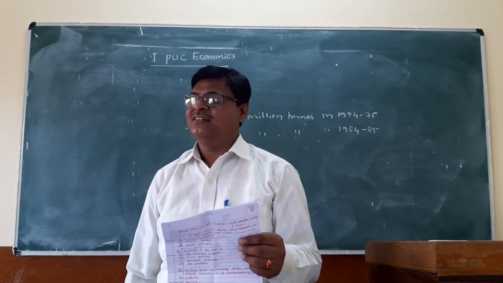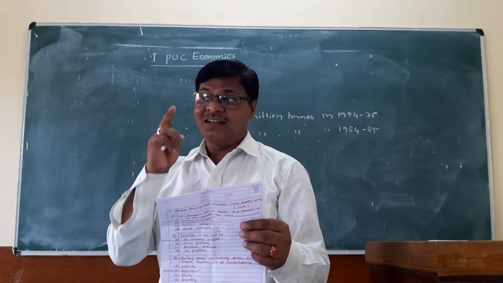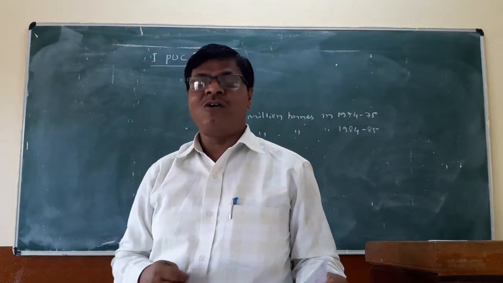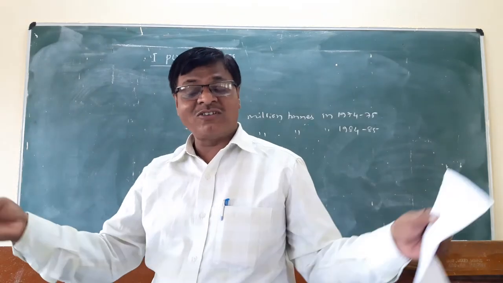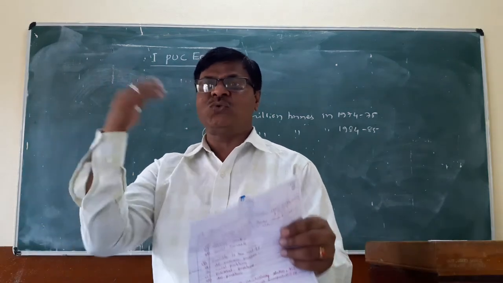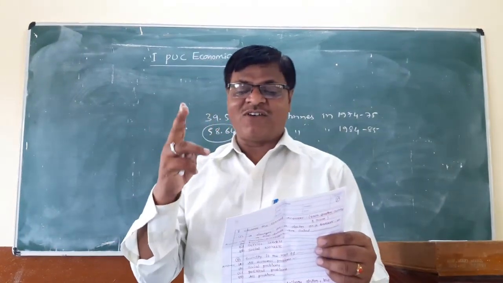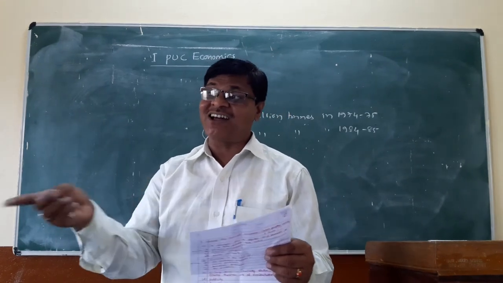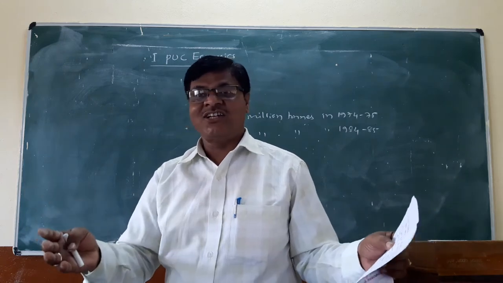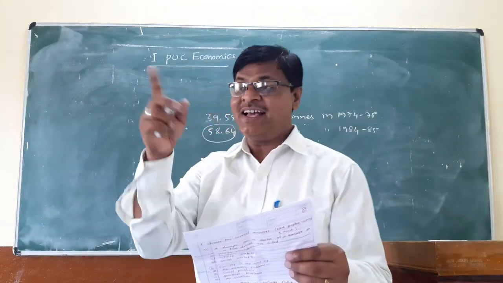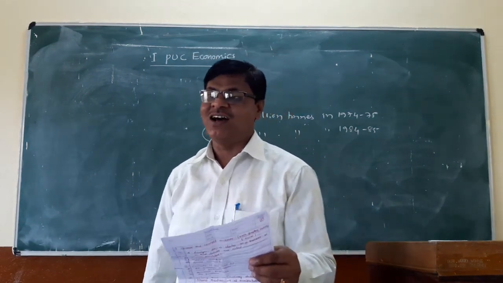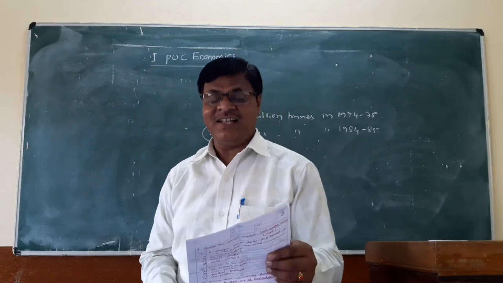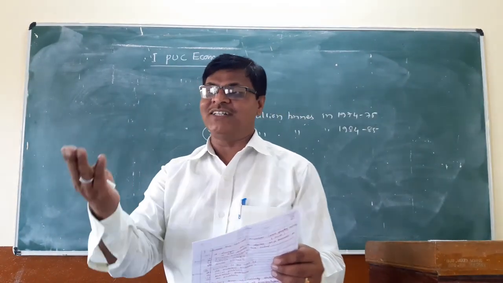The quantitative data are, first, the number of children in a family. In a family there are 4 boys and 4 girls, altogether 8. It is quantitative in size. Second, the number of students in a classroom. Third, the production of food in a place. These are the examples for quantitative data.